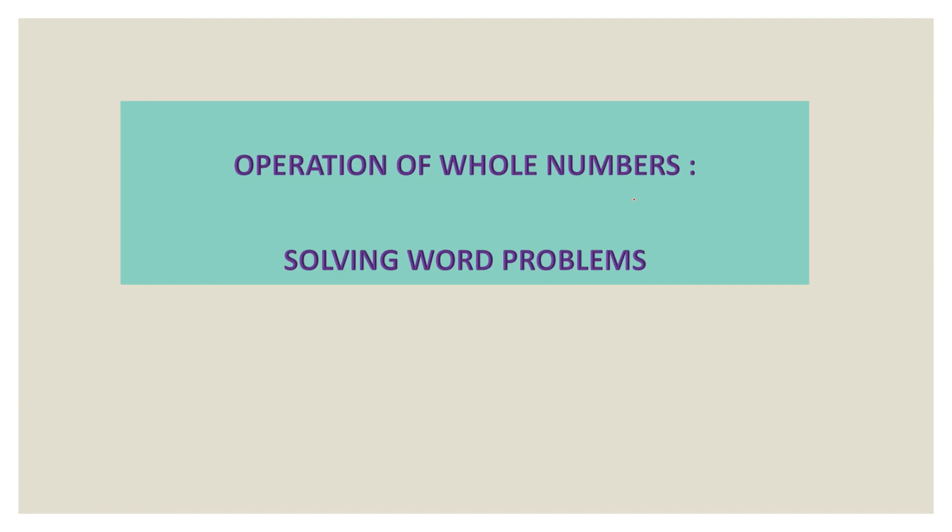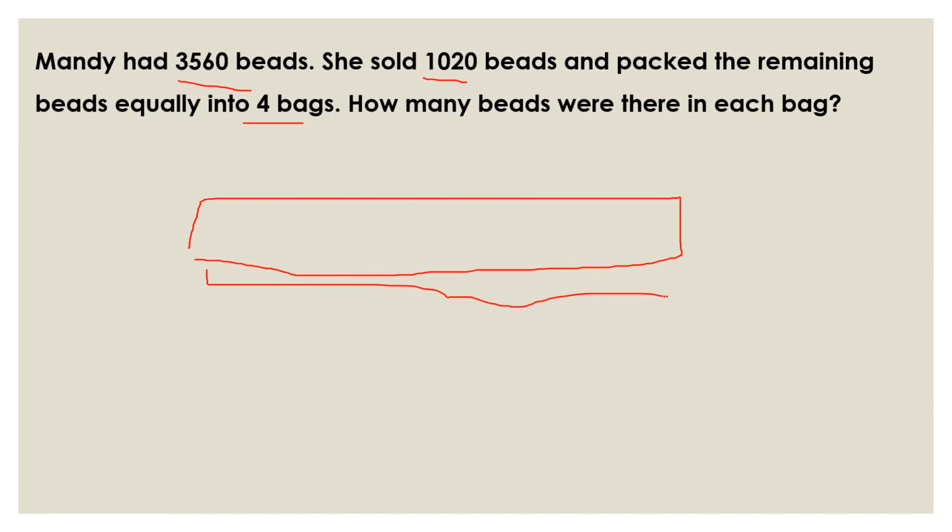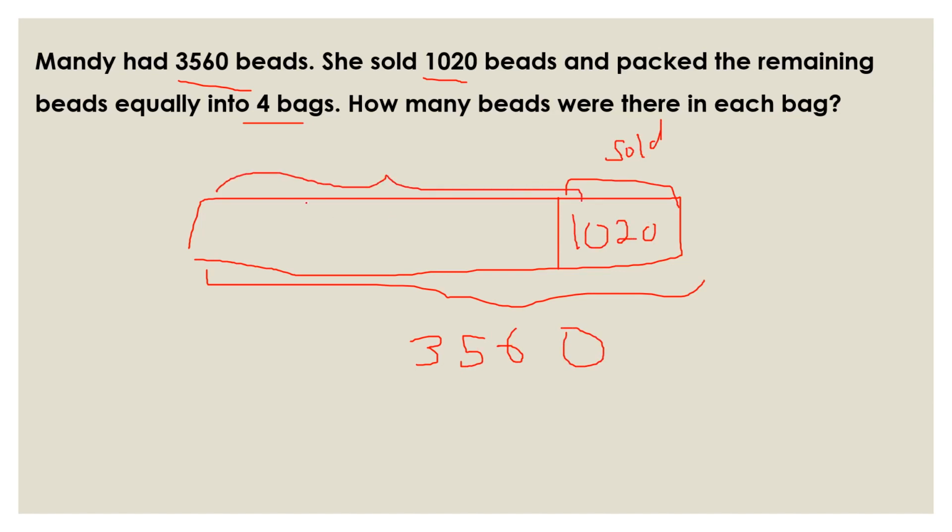Operation of whole numbers involving word problems. Mandy has 3,560 beads. She sold 1,020 beads and packed the remaining beads into 4 bags. How many beads were there in each bag? So you may use the bar modeling here. So the total is 3,560. Then she sold 1,020 beads. Then she packed the remaining beads into 4 bags.